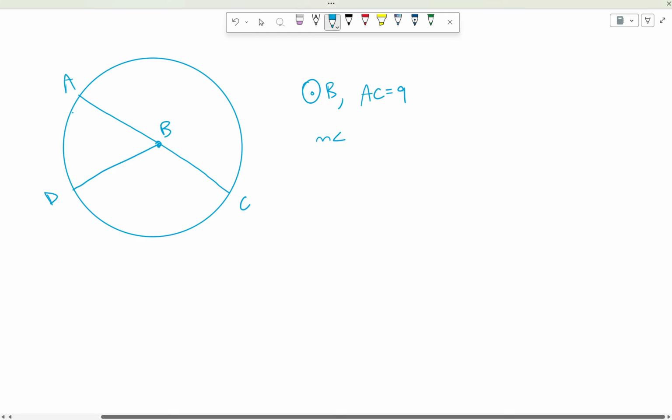Diameter ABC, BD is radius. Okay. So we have circle B, and AC is equal to 9. And the measure of angle ABD is 40. And we're going to find the measure of arc AD. I'm sorry, we're just going to find arc AD length. Now the measure would be a corresponding angle. And now we're going to find length.